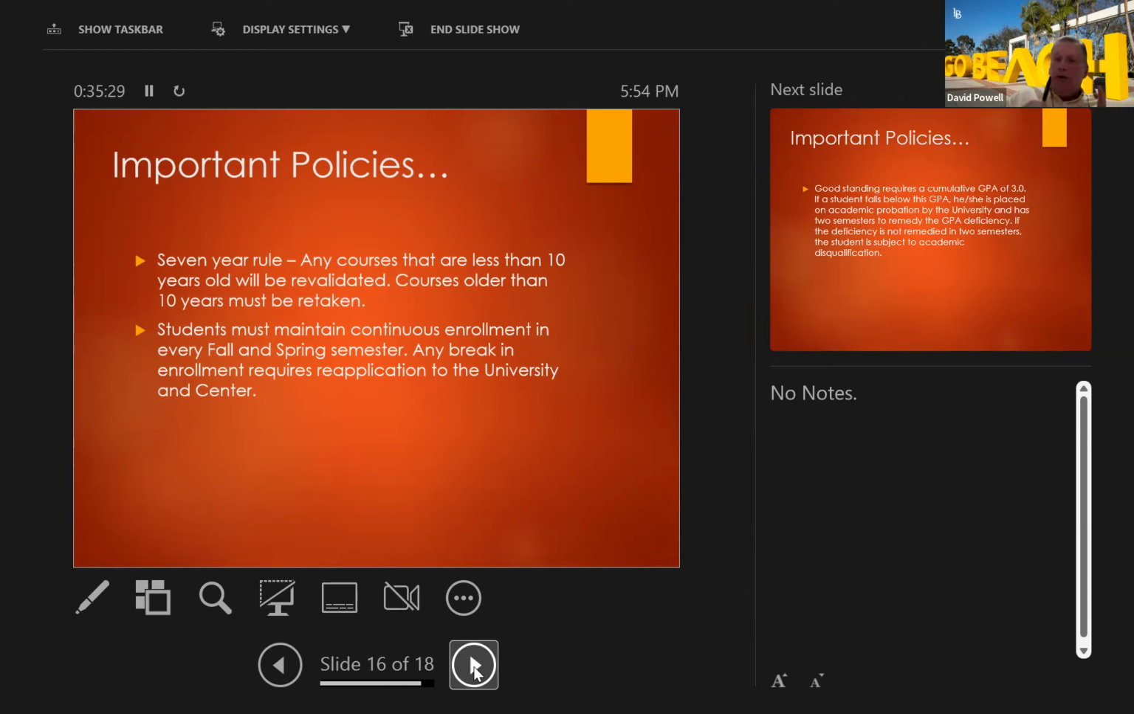This next bullet point is a really important one because I've had a lot of students who have run afoul of this. The university requires that from the time that you matriculate, from the time that you're admitted to the program, you must maintain continuous enrollment in every fall and spring semester until you graduate. Now, you're not required to be enrolled in the winter or the summer.